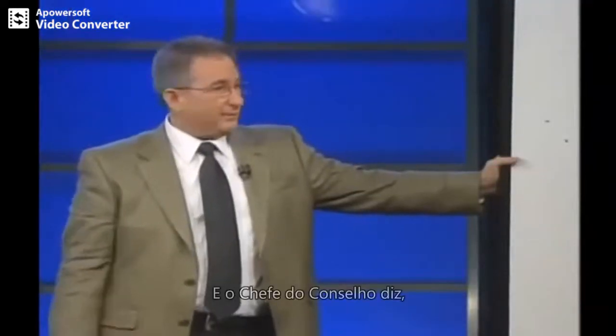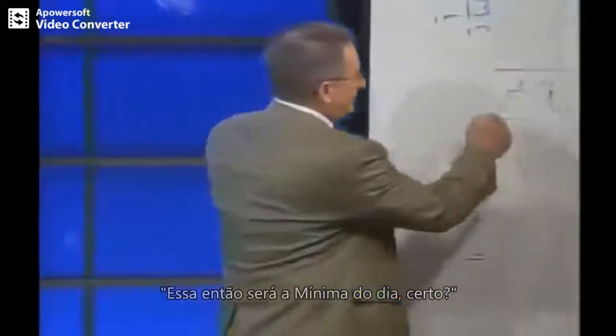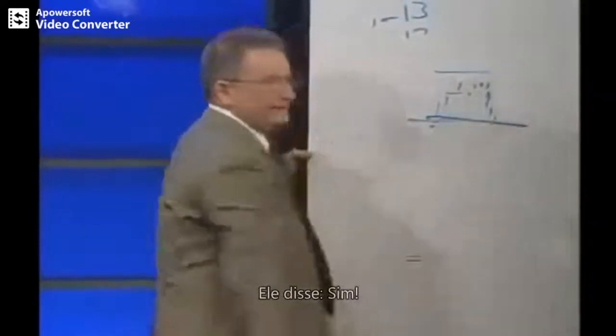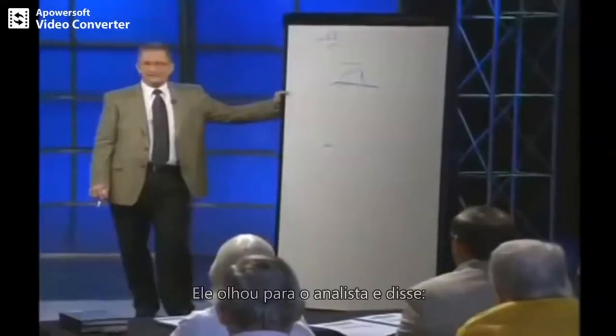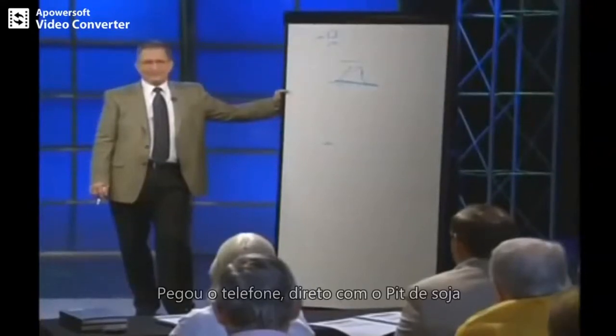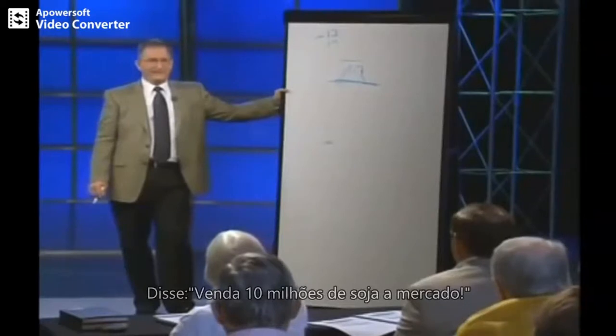And the chairman of the board, the old soybean trader, says, okay, so this is going to be the low of the day right here, right? The guy said, yep, that's it. Gets that price, it's the low of the day. And the guy looked at him and he said, that's bull. And he picked up the phone, which had a direct line to the soybean pit. And he said, sell 10 million beans at the market.